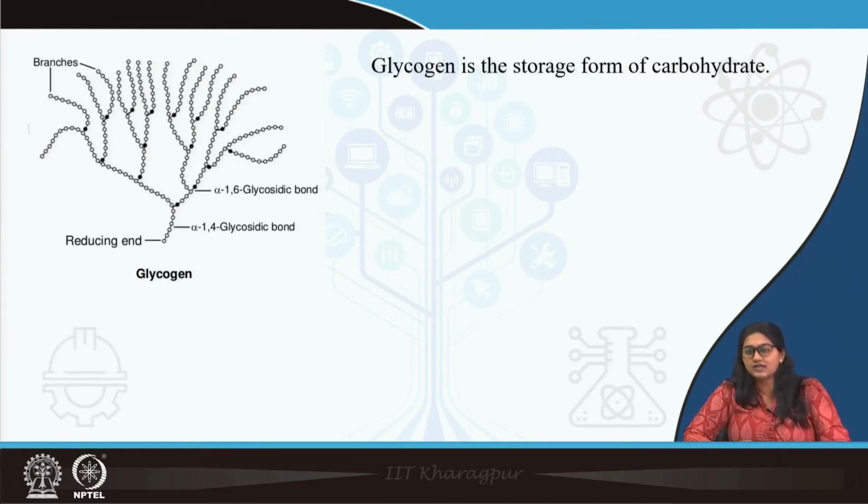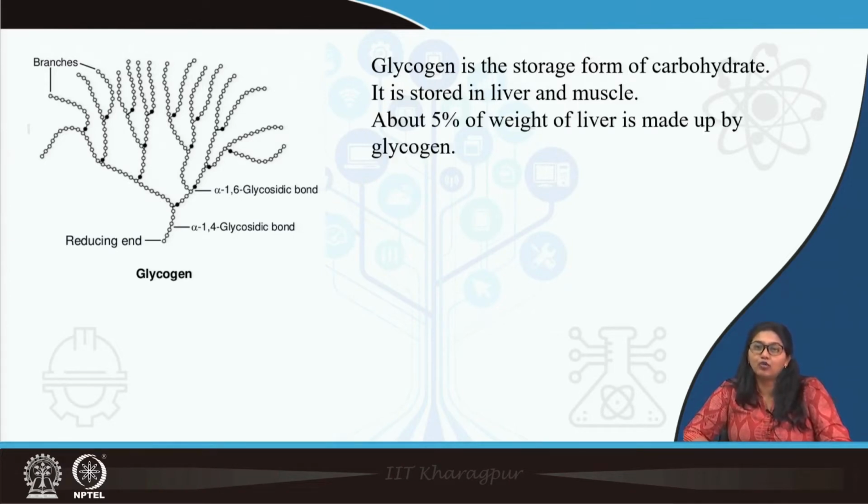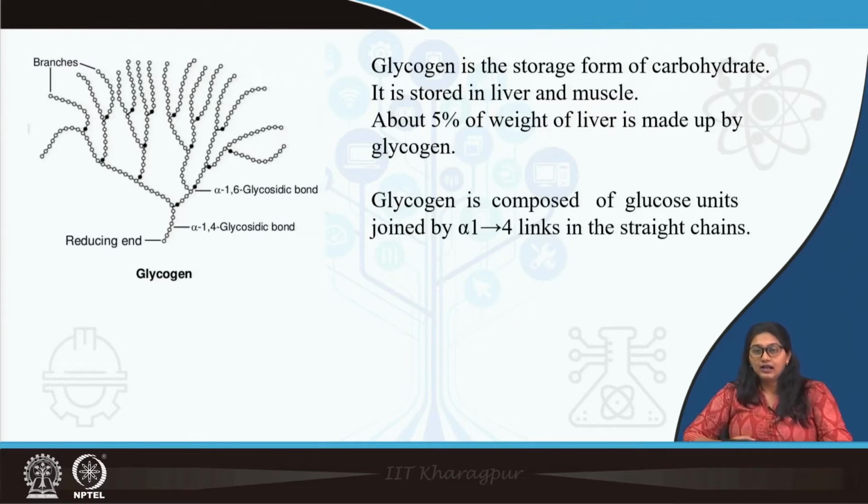Now, glycogen, as you all know, is a storage form of carbohydrate, and basically it is stored in liver and muscle as a storage form of glucose. Multiple molecules of glucose help to form the glycogen molecule. In liver, about 5% of the liver weight is actually made up of glycogen.